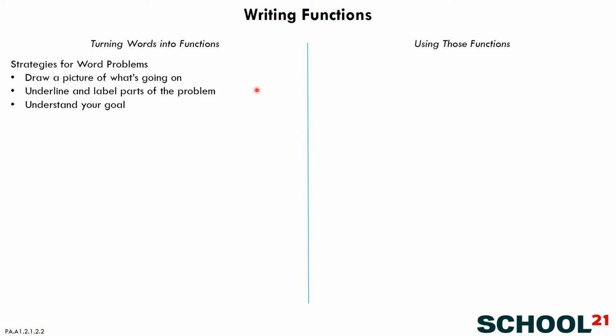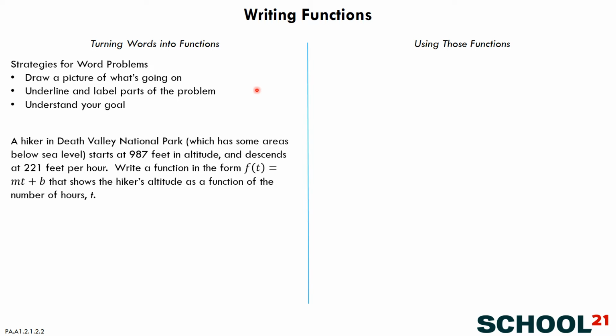All right, let's look at one. A hiker in Death Valley National Park, which has some areas below sea level. So believe it or not, there's some places in the world that are on land where the land goes below sea level. It's just that there's no ocean there. So it's land that goes to negative altitudes.